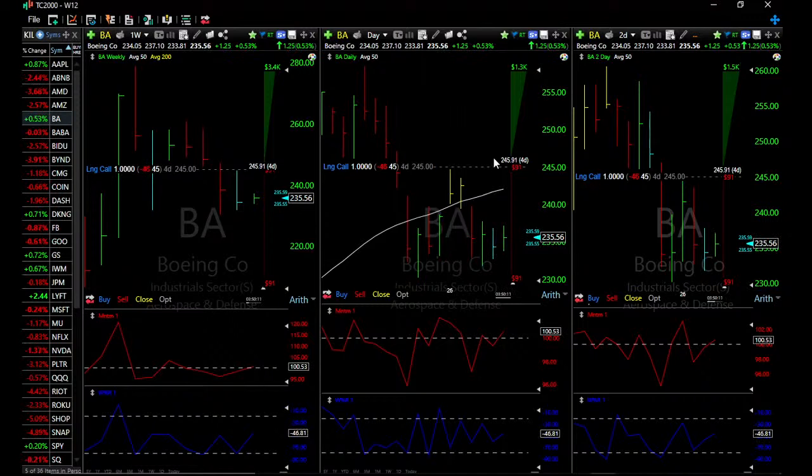For me to be a winner, this line here indicates where I need for the stock price to go. Now I could go to 240 and this contract could very well double in value. But by Friday's expiration, this stock needs to go to 245 or above for me to be a winner. If it doesn't, I'll be a loser.